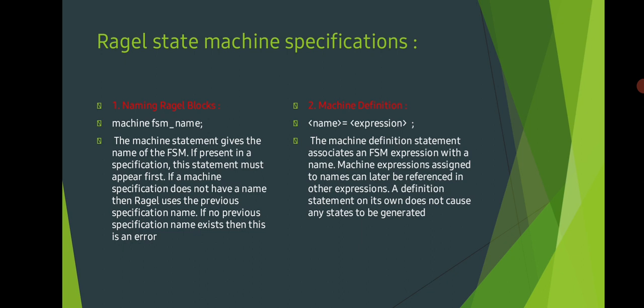Second, machine definition. Name equal to expression semicolon. The machine definition statement associates an FSM expression with a name. Machine expressions assigned to names can later be referenced in other expressions. A definition statement on its own does not cause any states to be generated.